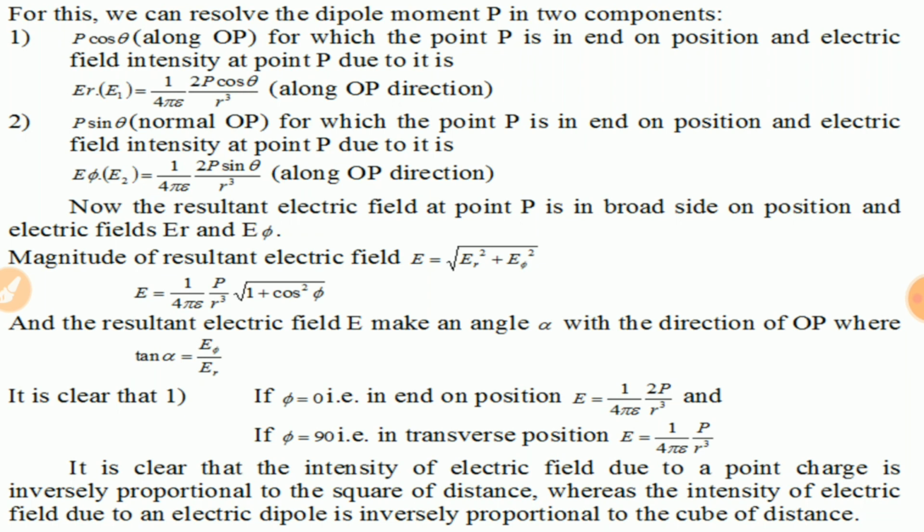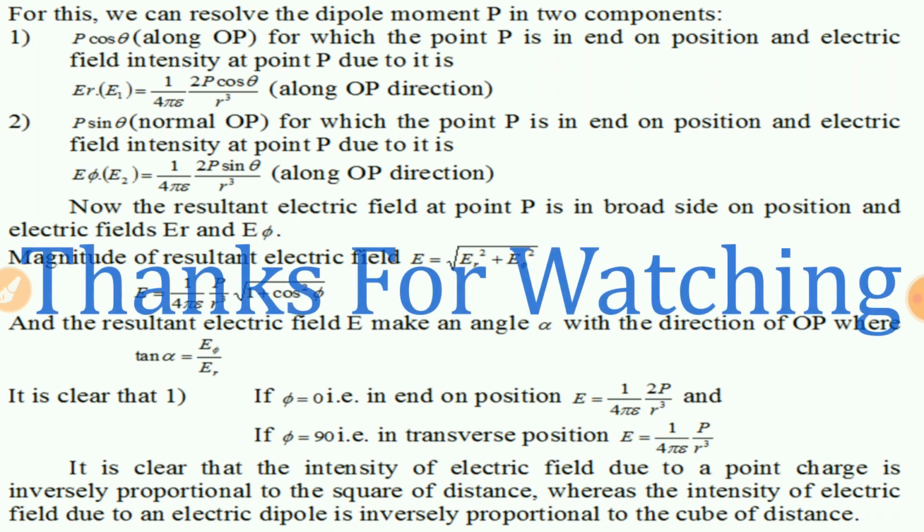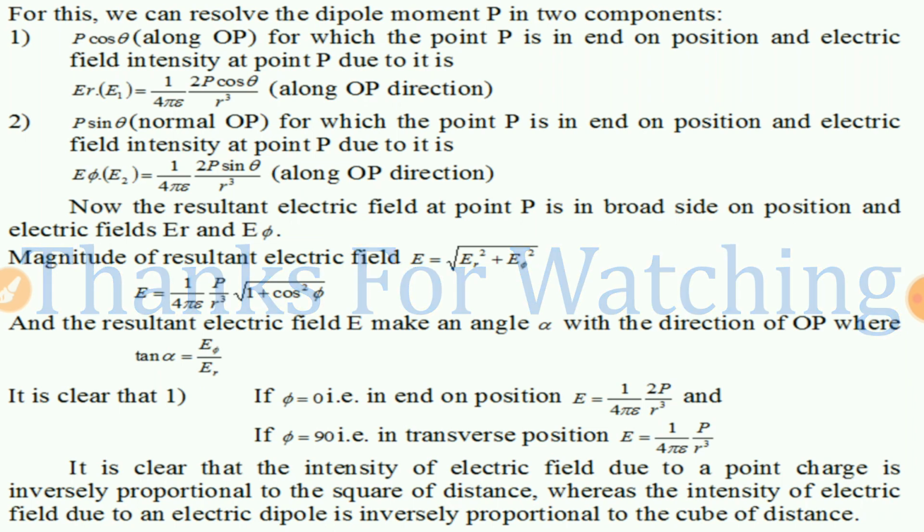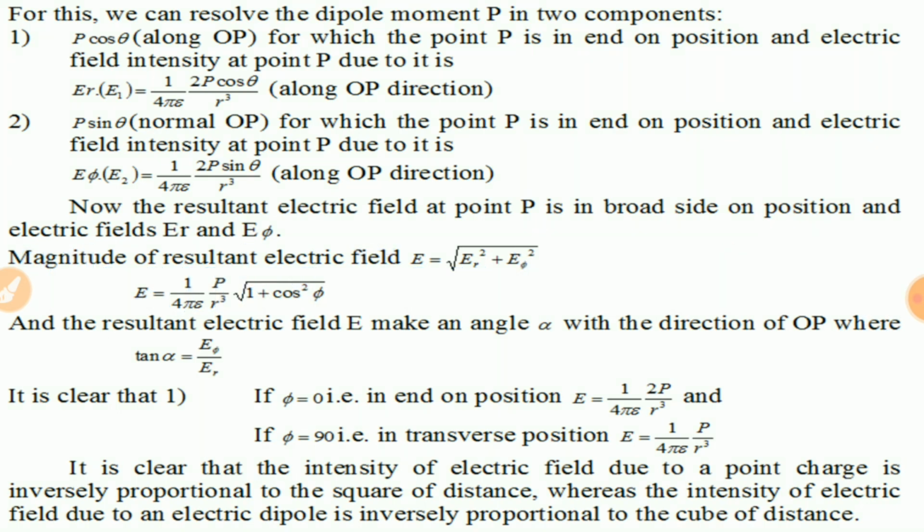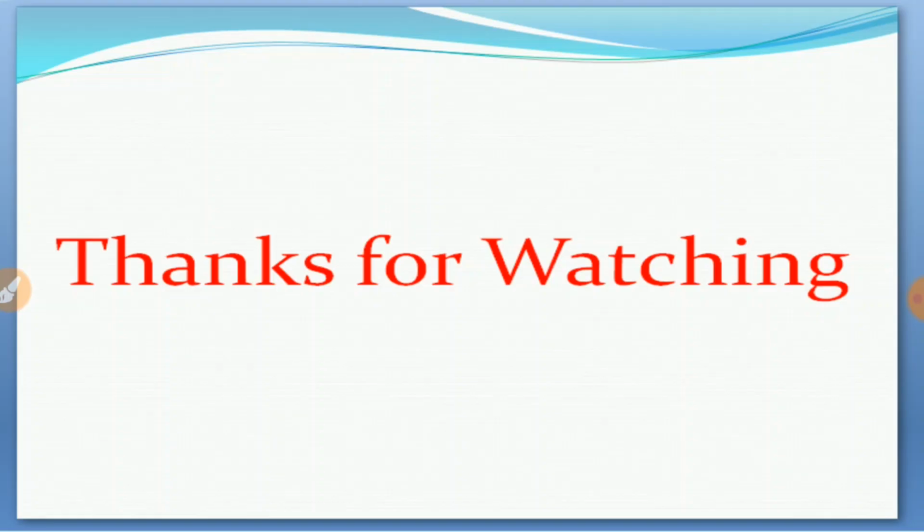It is clear that the intensity of the electric field due to a point charge is inversely proportional to the square of the distance, whereas the intensity of the electric field due to an electric dipole is inversely proportional to the cube of the distance. Thank you.